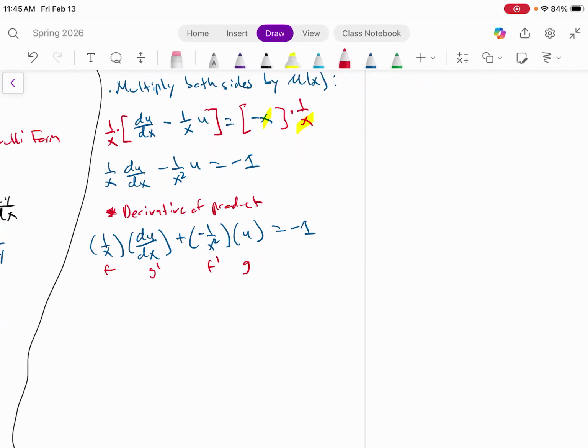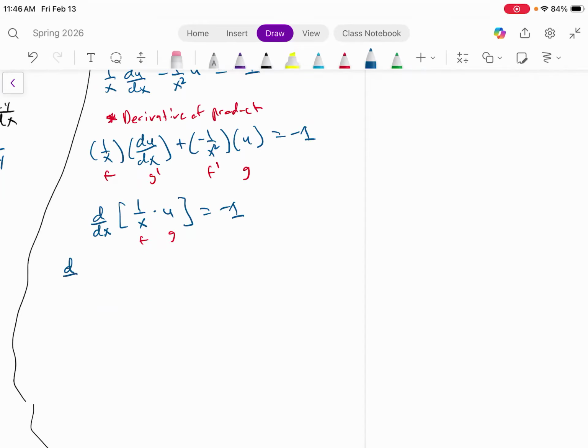So what this is essentially is a derivative d over dx of 1 over x times u. Now remember, this is my f and that's my g. And so when we have this derivative of a product, what we then do is integrate both sides. So we're going to integrate both sides.